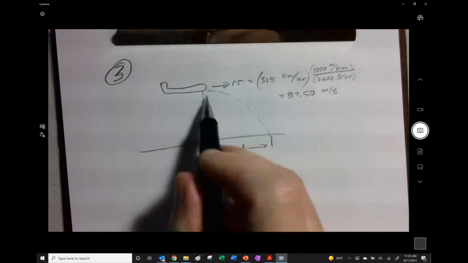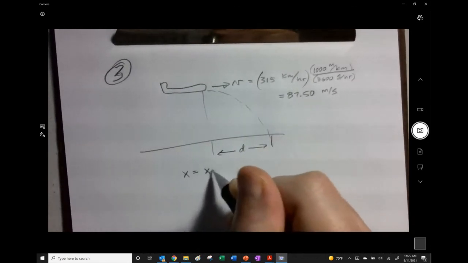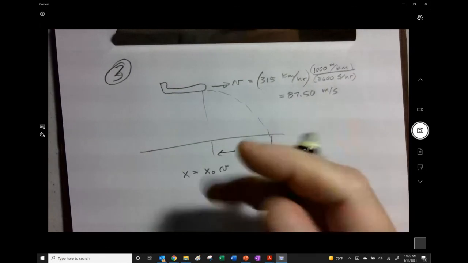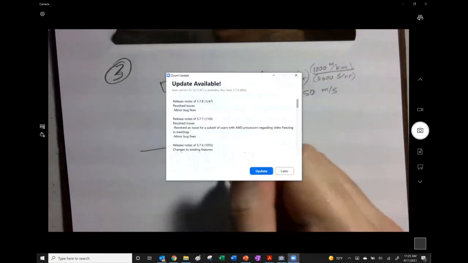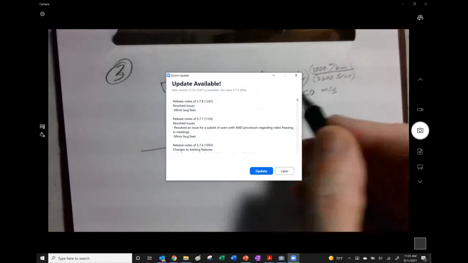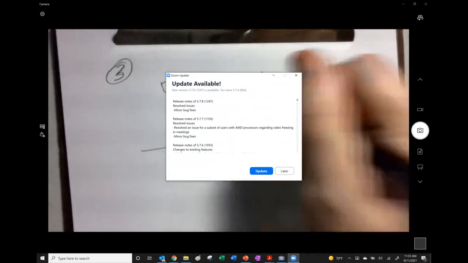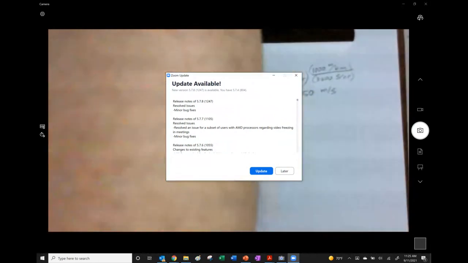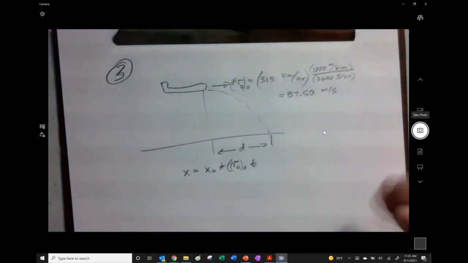We know that the acceleration in the x direction is 0, so it's going to obey constant velocity: x equals x0 plus v0x times t. This v0 is actually all in the x direction.